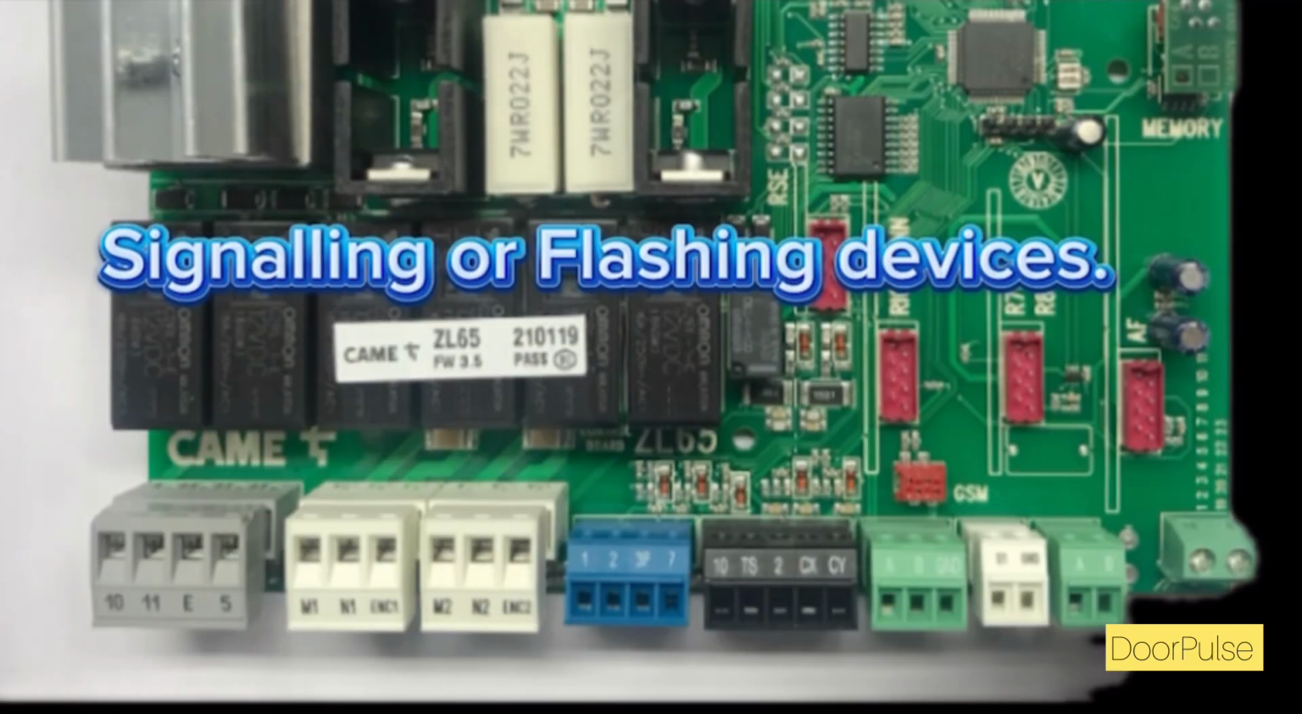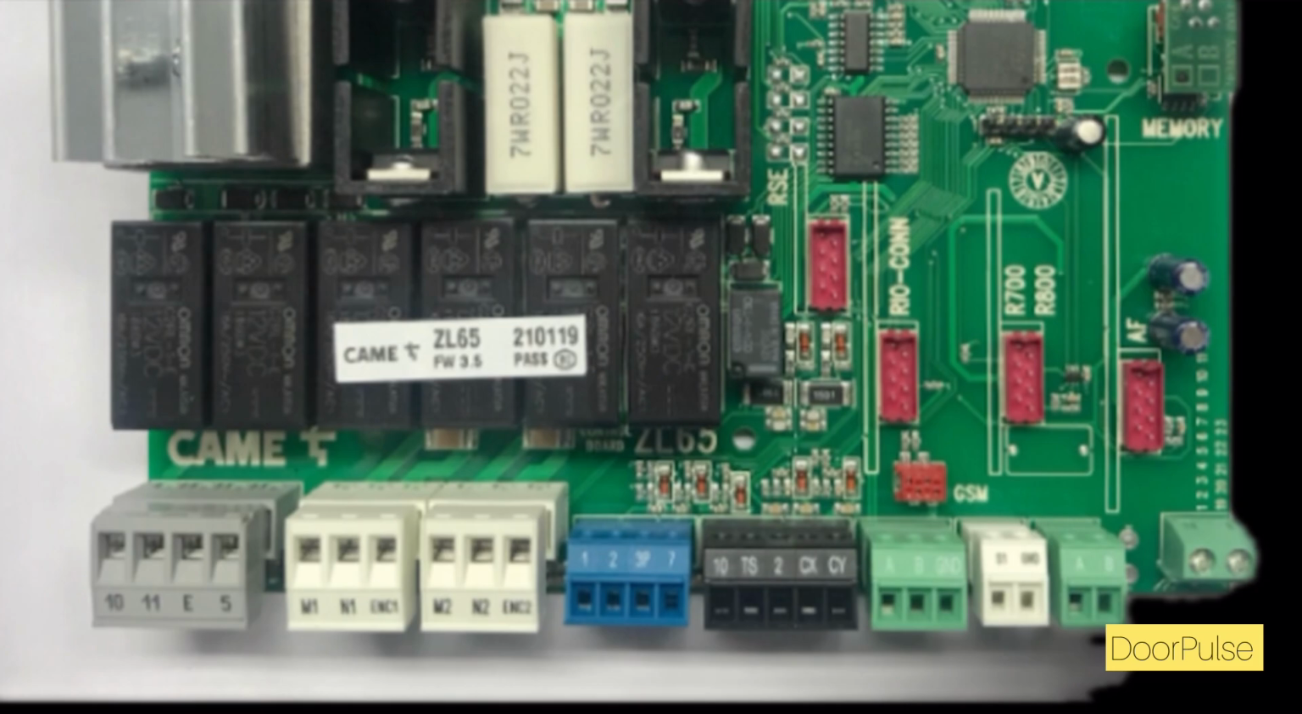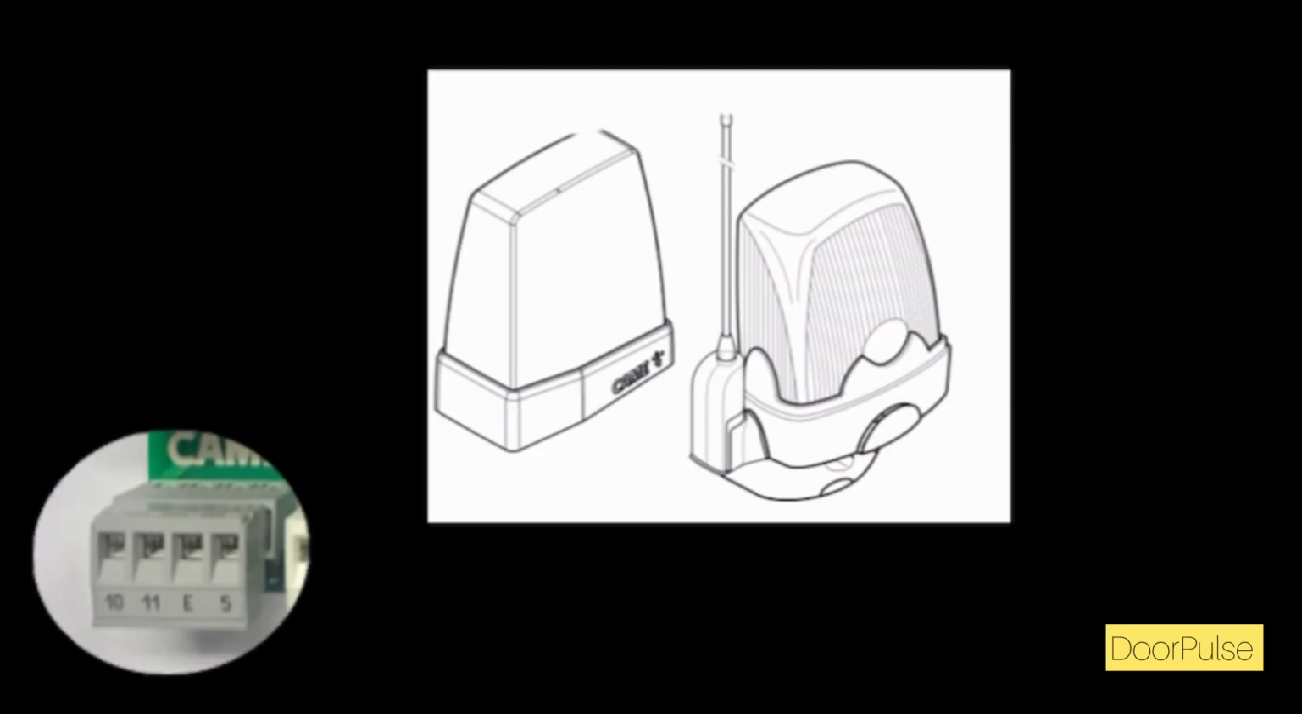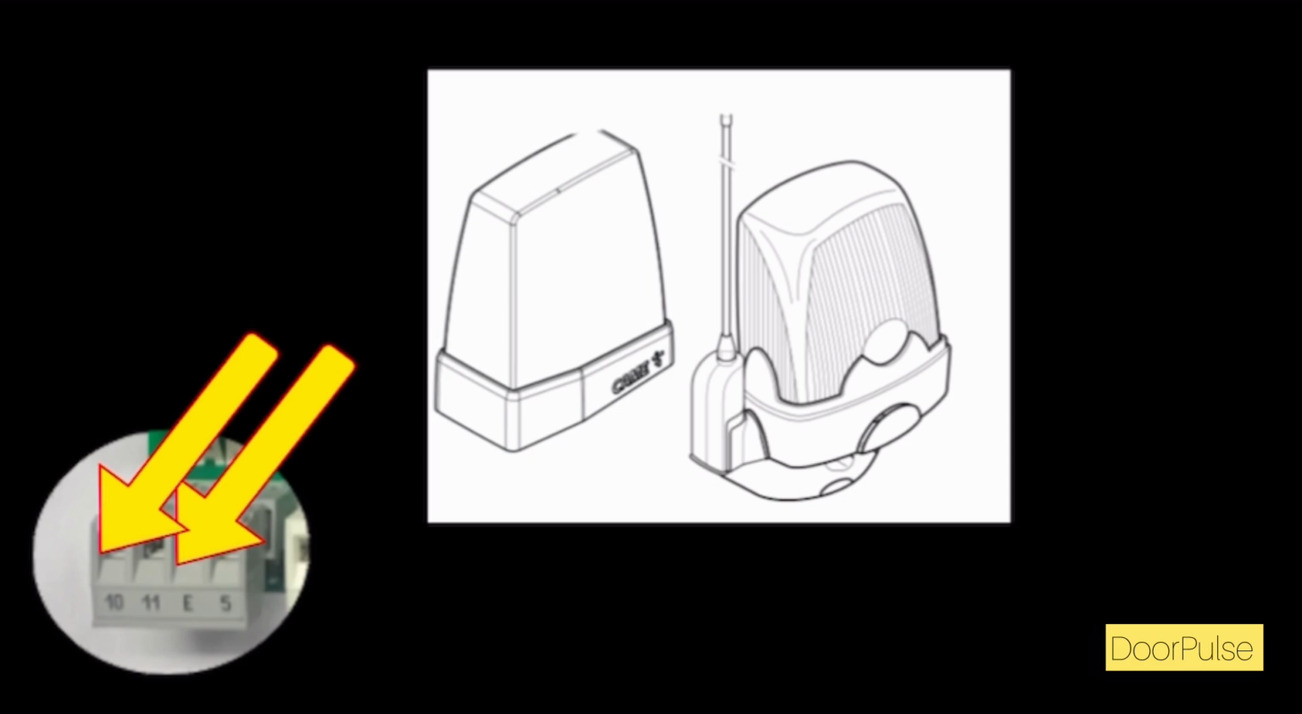Signaling or flashing devices. During programming, configure the type of action that must be performed by the device connected to the output. Flashing beacon: terminals E and 10 for flashing beacon. It flashes when the operator opens and closes.